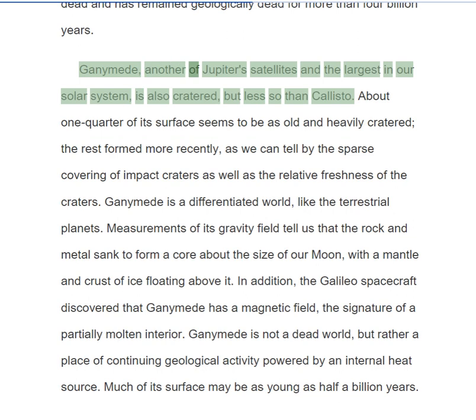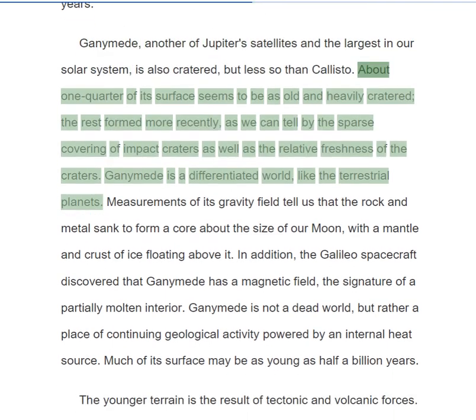Ganymede, another of Jupiter's satellites and the largest in our solar system, is also cratered, but less so than Callisto. About 1/4 of its surface seems to be as old and heavily cratered, the rest formed more recently, as we can tell by the sparse covering of impact craters as well as the relative freshness of the craters.